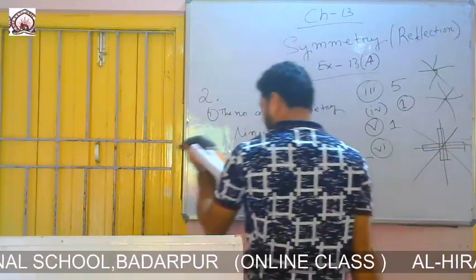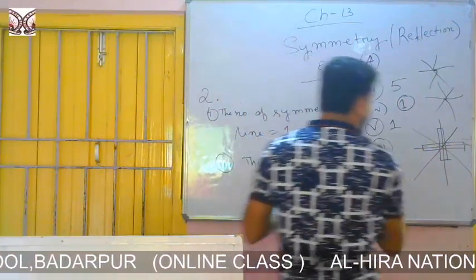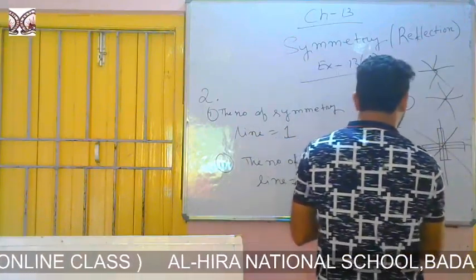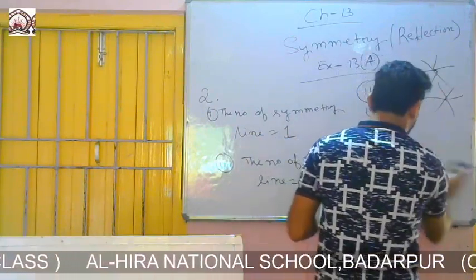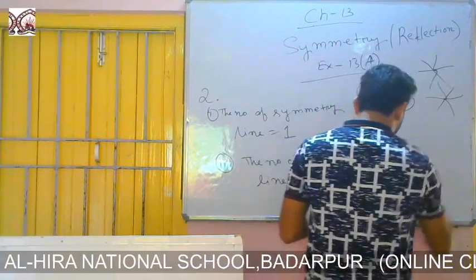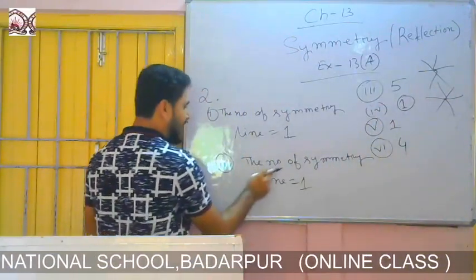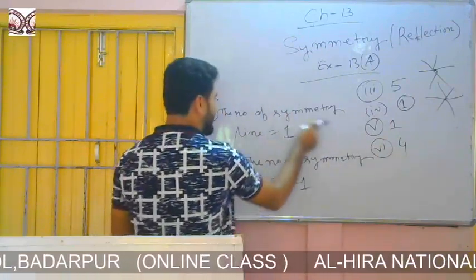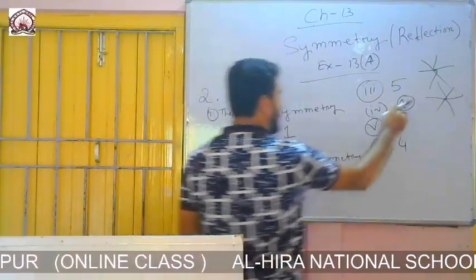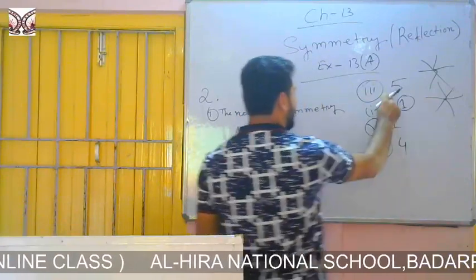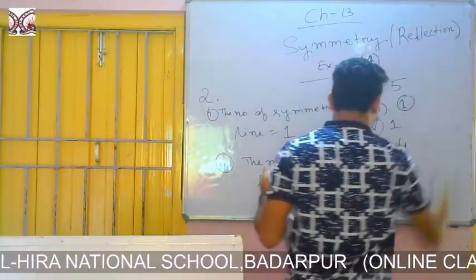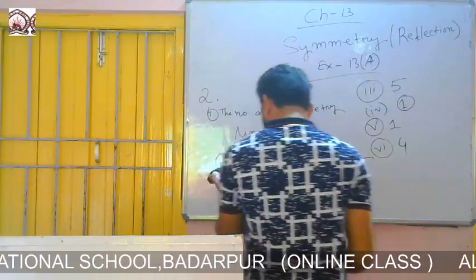So for 6 I can write 1 2 3 4. That means 4. You write this line. Okay, the number of symmetry lines equals 4, the number of symmetry lines equals 1, the number of symmetry lines equals 1, the number of symmetry lines equals 5, like this you write. Okay, I am just writing the numbers.